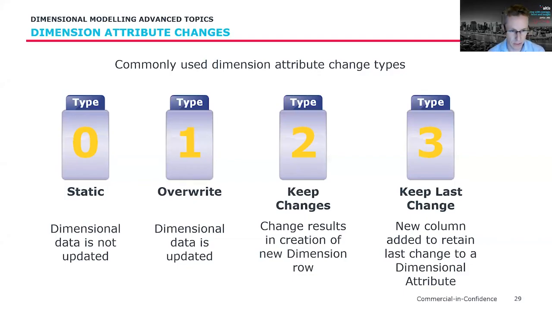So what is type 0? Type 0 is where data that changes in our underlying source system, we don't reflect that change in our dimension. So it remains static. Type 1, which is probably the most common, so the changing dimension type, is as a change occurs in our underlying source system, that change is reflected in our dimension, and it's just a straight update or overwrite.